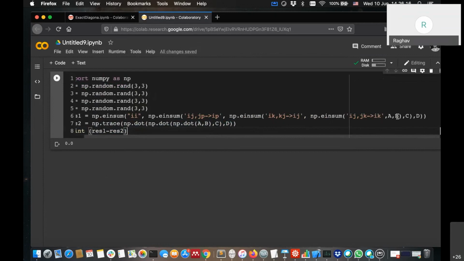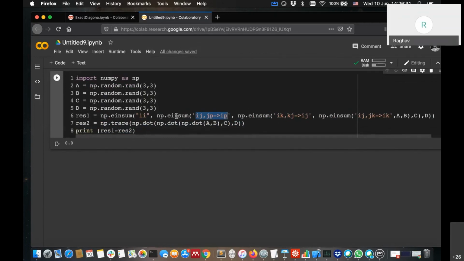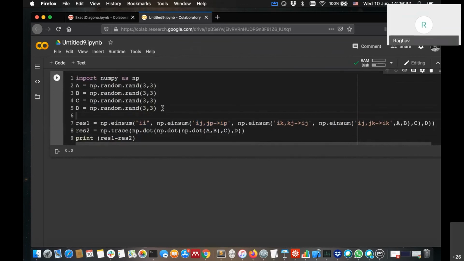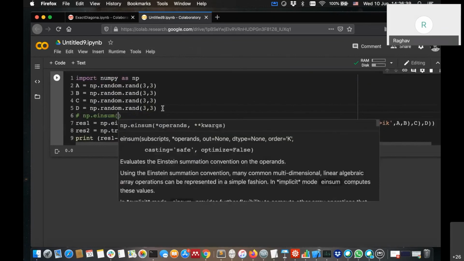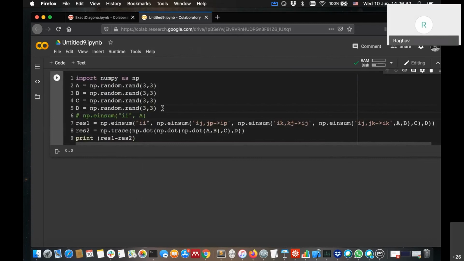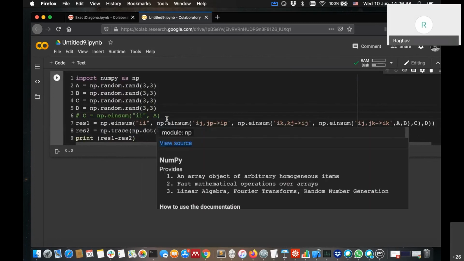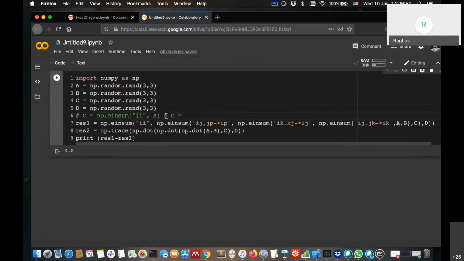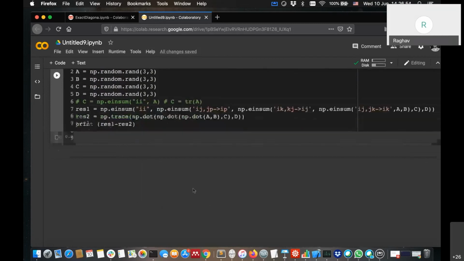Two multiplication, and then the product, then the output is multiplied with C. So I K, K J gives I J, and then the result is multiplied by D, which is I J, J P, gives me I P. And once we get that result, we do I, and that means we are just taking the trace. So if I do np einsum of I of something, it just means that A is a matrix and I'm taking the trace of that matrix. So for example, this just means that C is trace A in this notation. Okay, so this is the exercise which tells us that both of these are equivalent ways of doing the same thing.